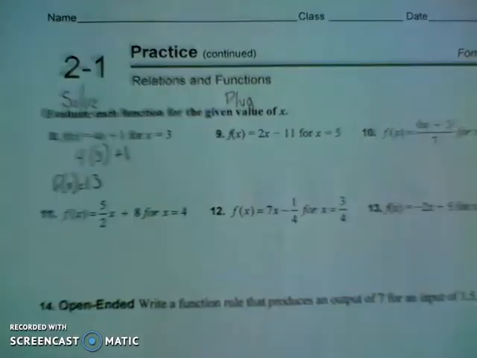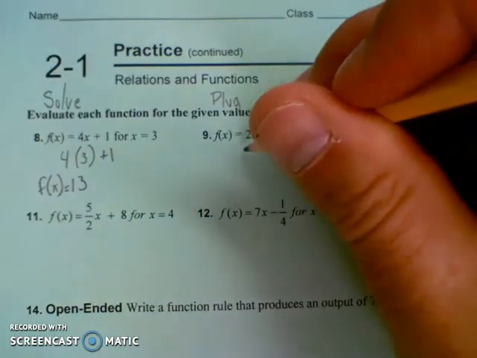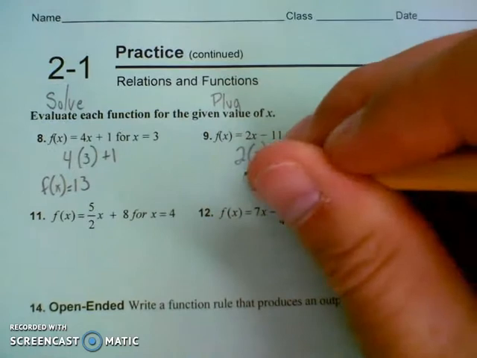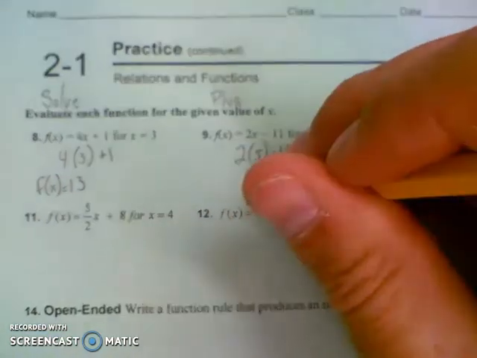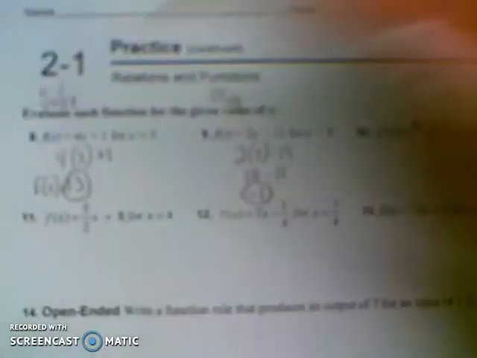Not that bad. This is x is 5. So 2 times 5 minus 11. 2 times 5 is 10, minus 11, right? 10 minus 11 is actually negative 1. And let's get in the habit of circling our answers too. You want to make sure you do that.